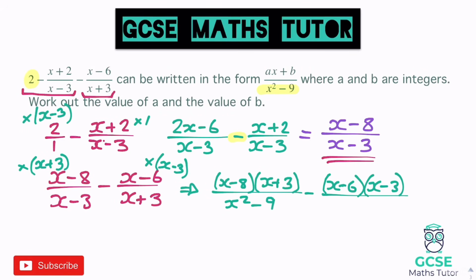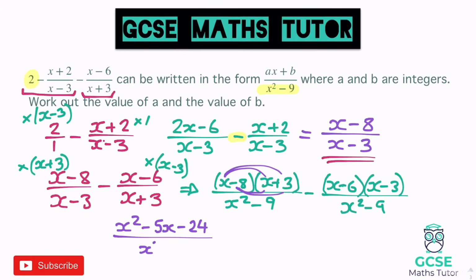And again, that's all over x squared minus 9, that same denominator there. Okay, so if we go about expanding these double brackets on the top then, our first one, we're going to get x squared. So x squared, we've got plus 3x and minus 8x. I'm going to do that in one step, that's going to be minus 5x. And then we've got minus 8 times 3, which is minus 24. And that's all over x squared minus 9.